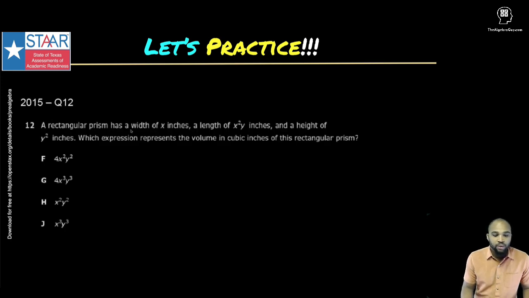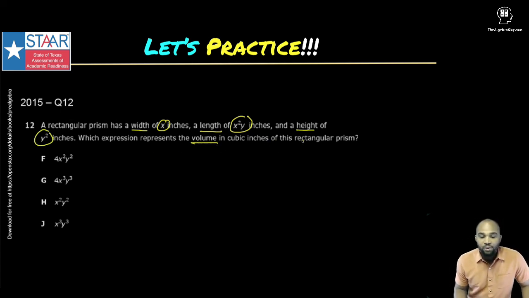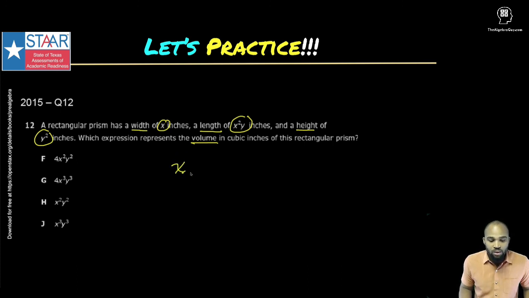A rectangular prism has a width of x inches. Let's underline that. Then we have a width of x inches, a length of x squared times y inches, and a height of y squared inches. What is the volume? Well, if you remember, volume of a prism is length times width times height. So this is the width times the length, x squared y, times the height. So that's really the problem we're looking to work here.